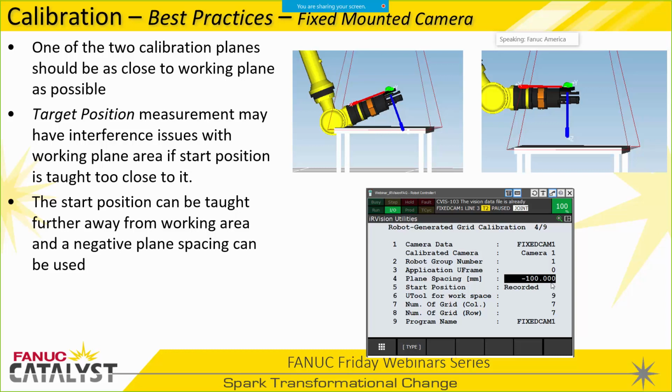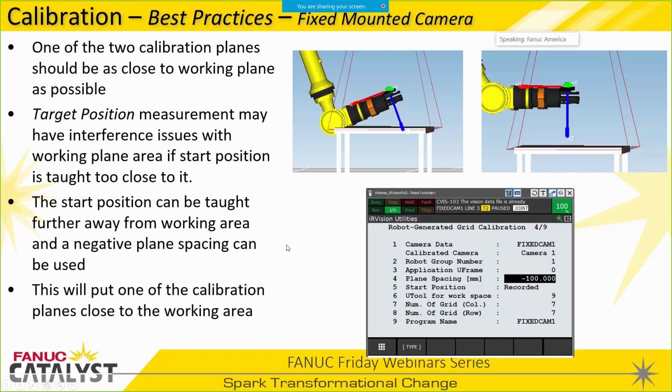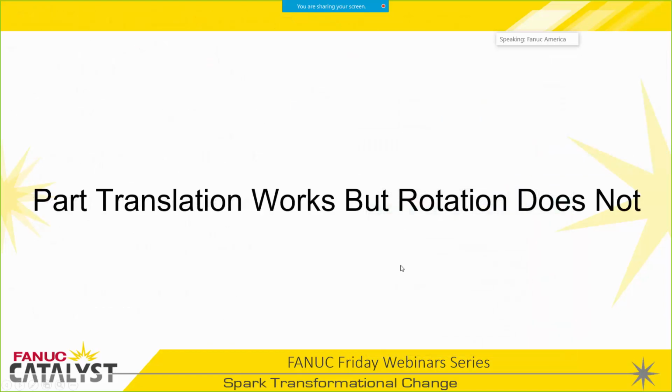And then that second plane, where it doesn't do any off-axis rotations, will be closer to the surface you're working on, and be a little bit better at calibration for what you're doing. So this will put one of the calibration planes closer to the working area. Okay, so that's best practices for calibration, both robot mounted and fixed mounted.